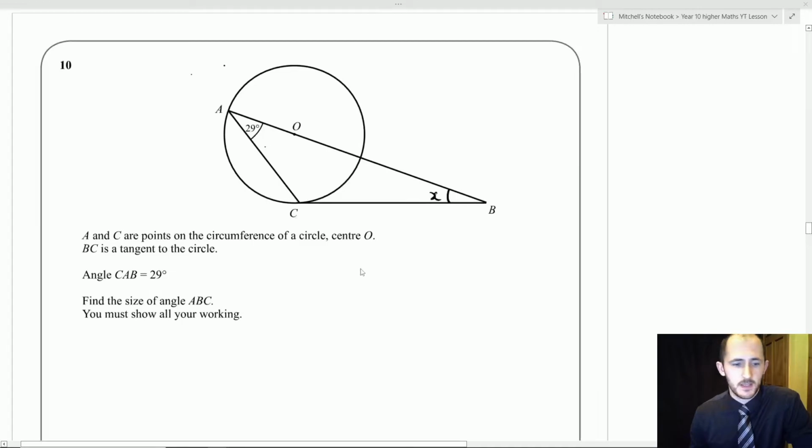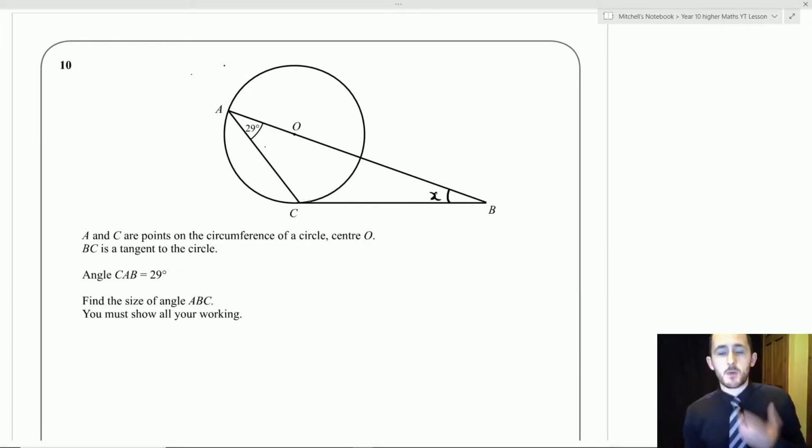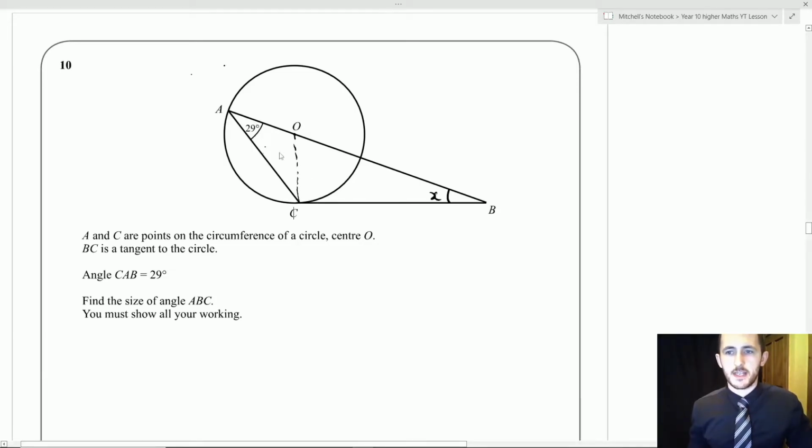Good. Bit tricky, because we don't really know much information, okay? What would be ideal is if we knew this whole angle here or something. So here's what I would do. We have the center point here. I could draw a line here, right? And now that makes an isosceles triangle, right? So this is isosceles, and this is now a right angle triangle.